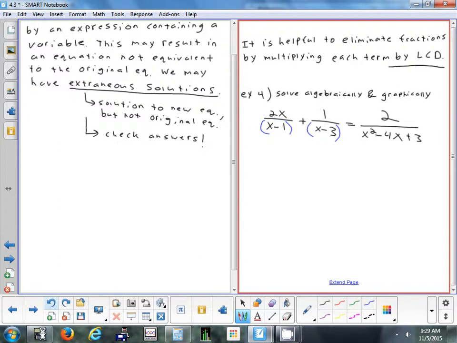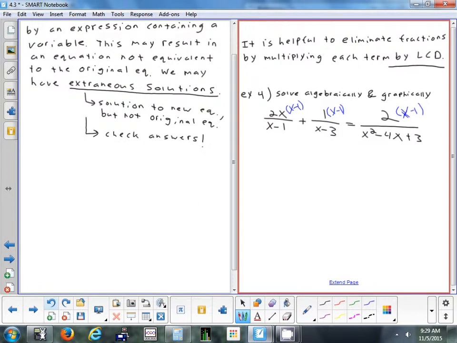Now, the bottoms are going to be gone in a second. We're going to get rid of everything that's in the bottom. So what could I multiply everything by here that would cancel out all three denominators? Well, think about what you would have to multiply this first fraction by if you wanted to get rid of this denominator. Not 1. X minus 1. So we've got to multiply everything. If you're going to multiply the first one by x minus 1, you've got to multiply them all by x minus 1.